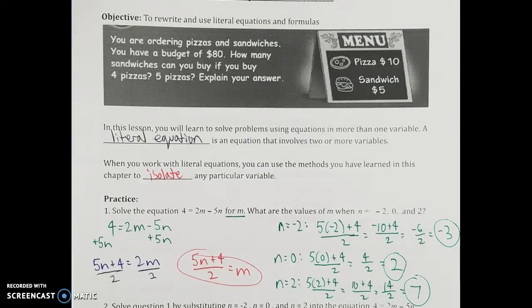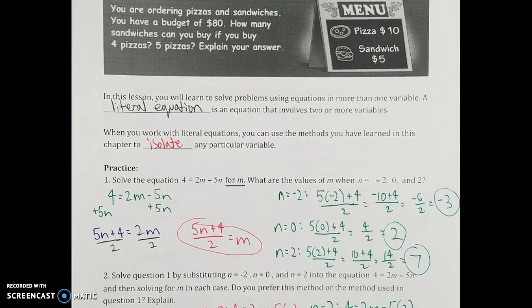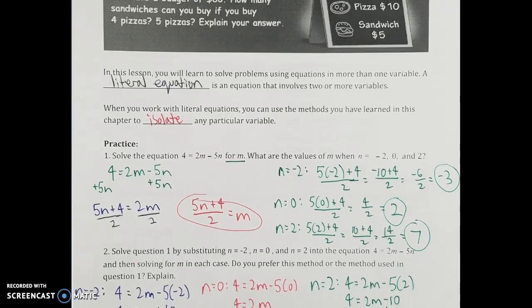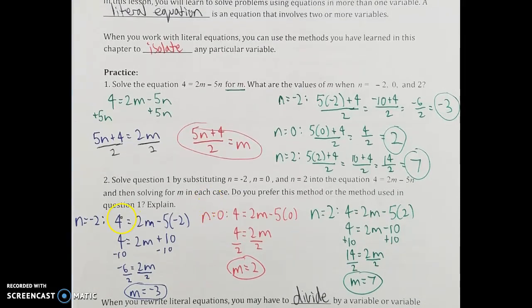So trying that again with the next question, it's really the same equation, so 4 equals 2m minus 5n, but now it's asking us to substitute first and then solve. So last time we solved to get m by itself first, and then we substituted those three values. And I'm just going to show my work for that one. So that's taking that first equation, 4 equals 2m minus 5n, but remember we substitute at the very start.